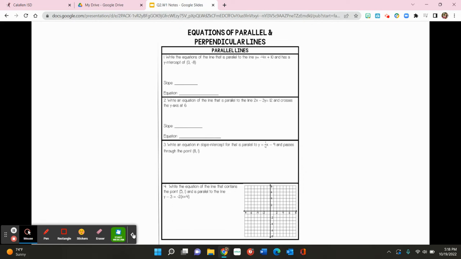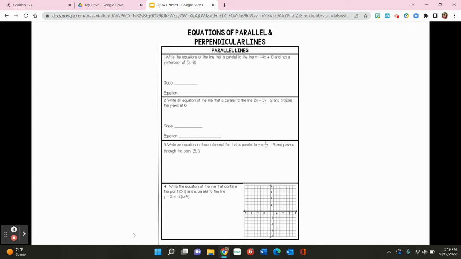In the previous set of notes, we found the slope of parallel and perpendicular lines. Well, today we're going to be finding the equation of parallel and perpendicular lines. Now, we're first going to go ahead and start off by talking about parallel lines. We're going to find the equation of parallel lines.